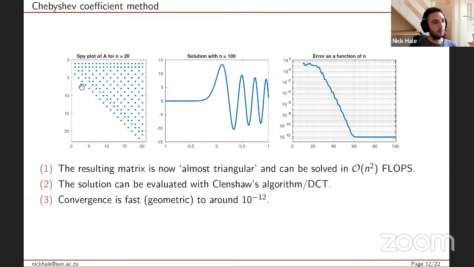Okay, so what happens? Well, we end up here with now an almost upper triangular matrix. We might call it a generalized Hessenberg matrix. So in fact, this is going to be faster to solve than our fully dense spectral method that we saw previously. You could do that in n squared flops, but we still like to do better. And again, you get geometric convergence.